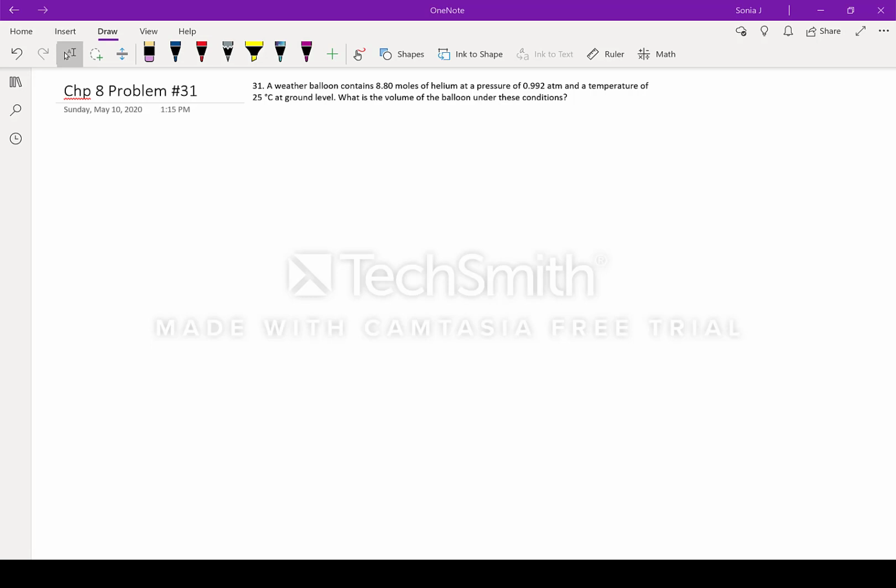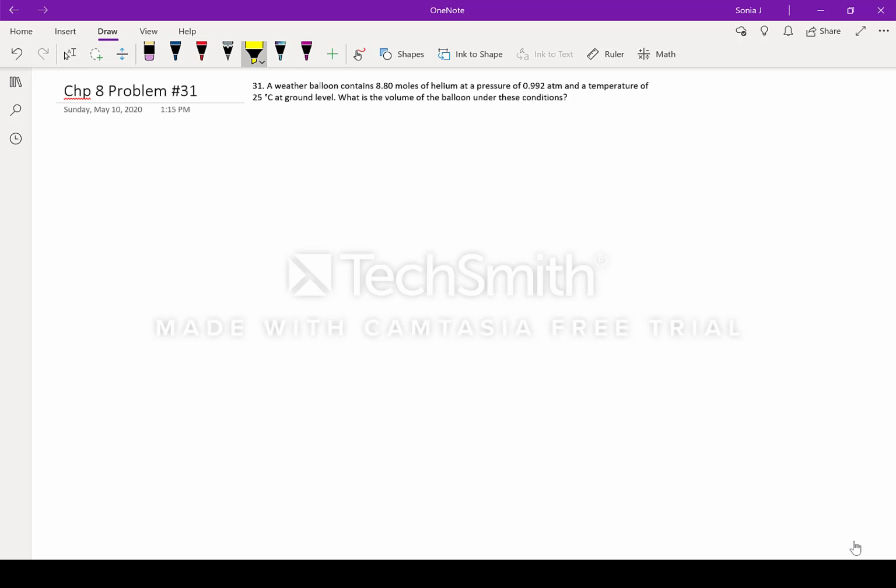So the first thing I like to do when I look at a problem like this is look at the information that has been given to me. Once I have that information, I look at the units of everything that was given, and based on that I choose whichever formula would work the best.